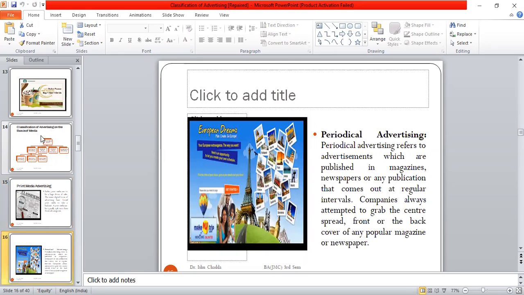The first one is periodical advertisement. For a limited time, you make your ad appear in any magazine, newspaper, or publication. Like, see, an employment newspaper comes out here in Punjab once a week. It is a type of periodical advertisement. Companies always attempt to grab the center spread, front or back cover of a popular magazine or newspaper. Or you must have sometimes seen the whole page of a newspaper taken by a company for ad purposes. So this is a type of periodical advertisement.